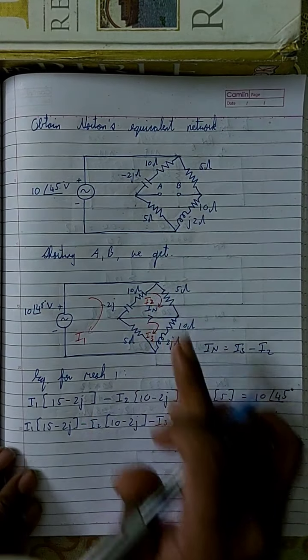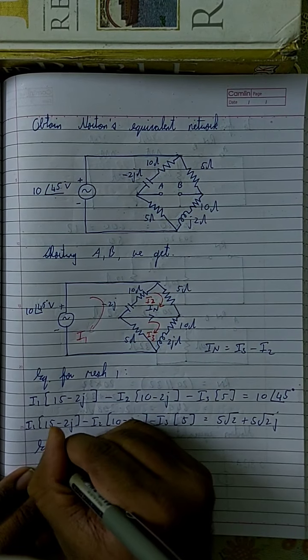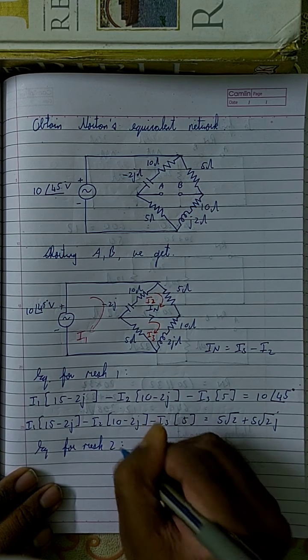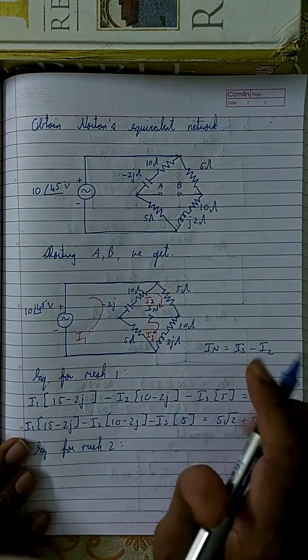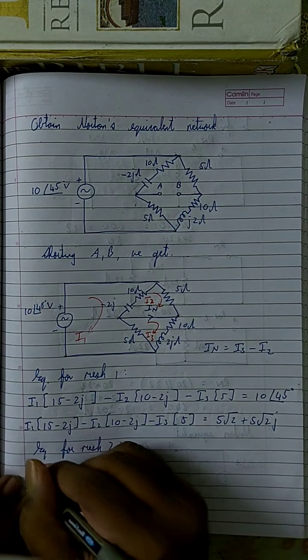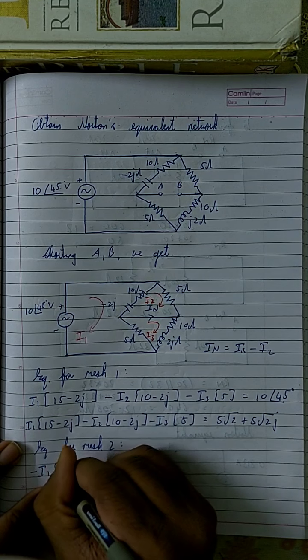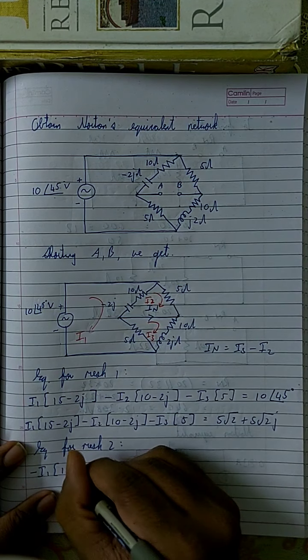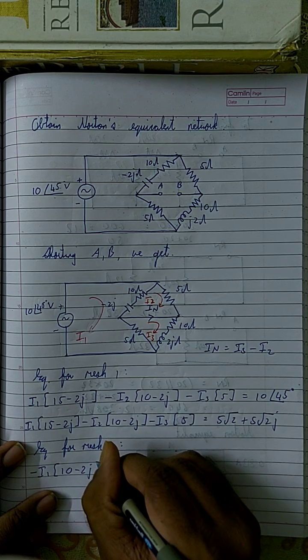Now I'm going to write the equation for mesh 2. So equation for mesh 2. Okay, so in equation mesh 2, I2 is considered positive and I1 and I3 are considered negative, right? So minus I1 into, and in mesh 2 I1 is touching these two elements, right? 10 minus 2j. So it is 10 minus 2j over here.